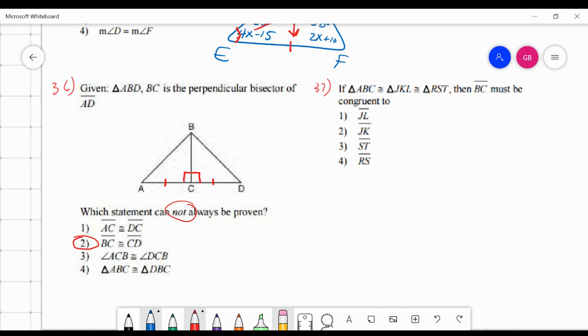Number 37, if triangle ABC is congruent to triangle JKL, which is congruent to RST, then BC must be congruent to, so remember the letters correspond. BC are the second and third letter. So that's going to be congruent to KL and ST, because those are the last two letters. Remember, the order matters. So which one works? JL no, JK no, ST. ST is the one.